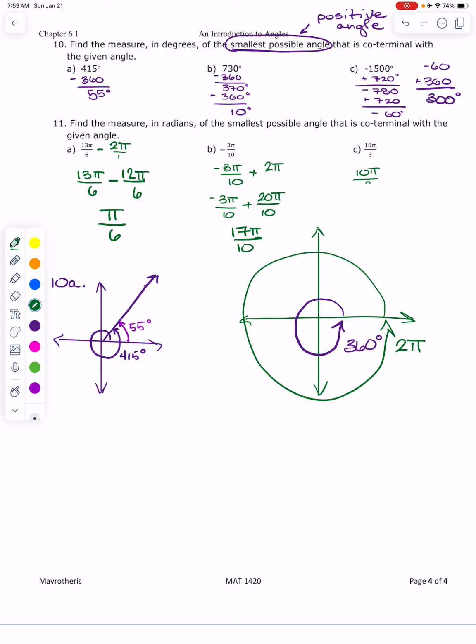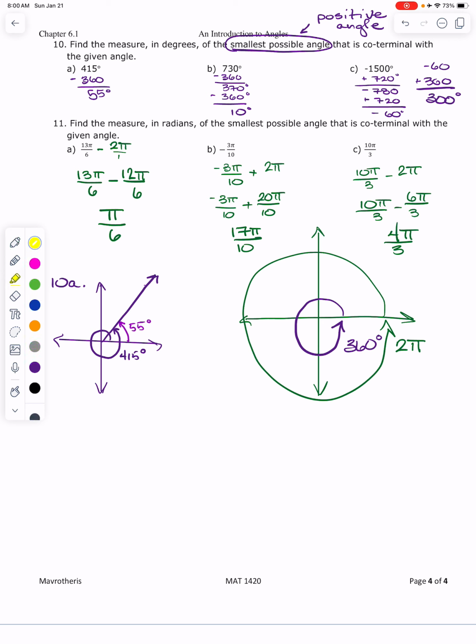10 pi over 3, like I said, it is important to know your fractions. 10 pi over 3 is bigger than 2 pi because when we convert 2 pi to a fraction with 3 in the denominator, we get 6 pi over 3. 10 pi minus 6 pi, again, denominator stays the same, is 4 pi over 3.